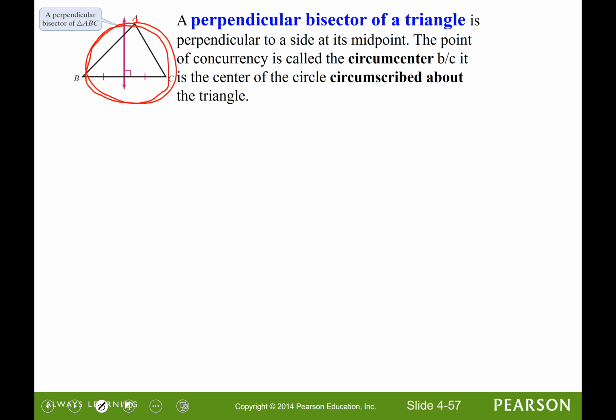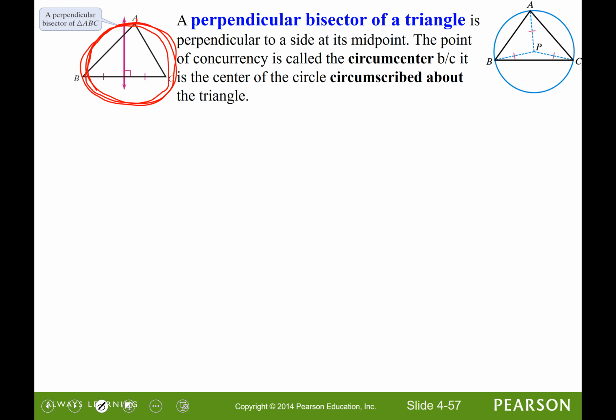Okay, so that right there is a circle circumscribed about the triangle. So it's on the outside of the triangle. Just picture taking your triangle, putting it inside a circle, and maxing out, making the triangle as big as you possibly can. All three vertices touch the circle. Oh, there's a much better drawing.